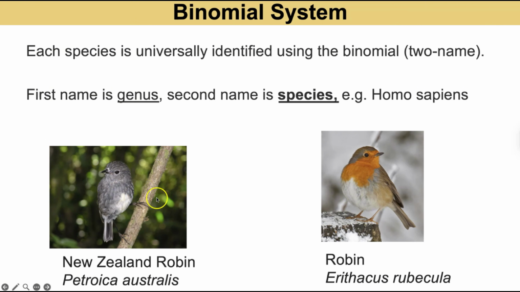And you might think, oh, they're both called robins, so they must be closely related. But if we have a look at their name using the binomial system, their genus and species is different. So they're not actually even closely related. So it's useful to be able to see, are different species part of the same genus? Because if they are, that means they're closely related. If they're not, then they're not closely related.